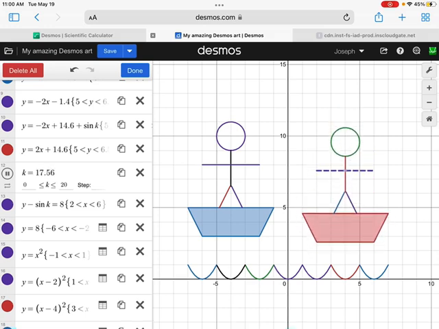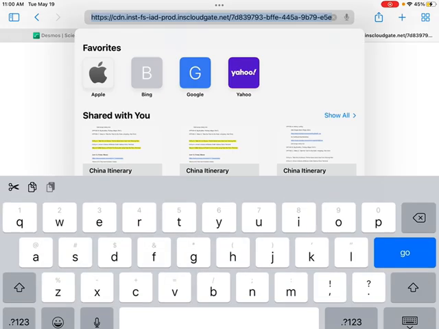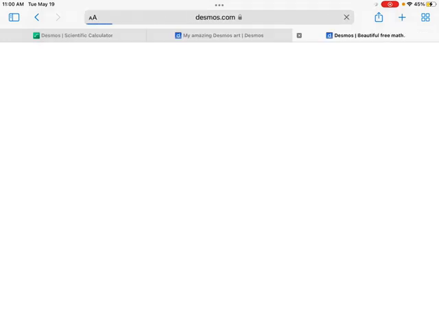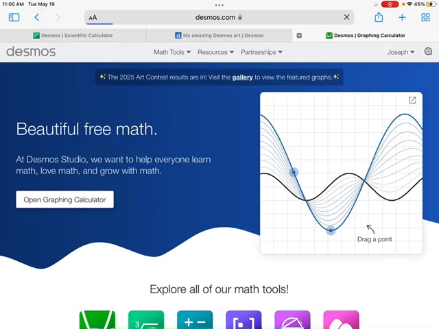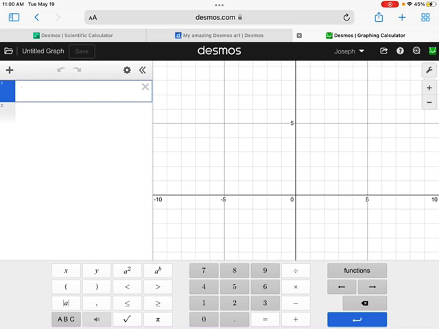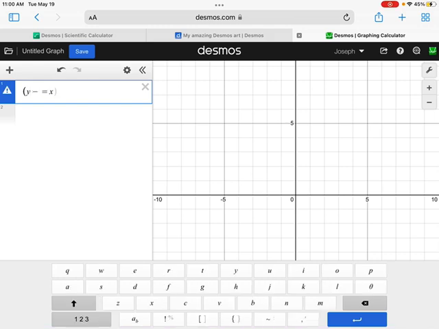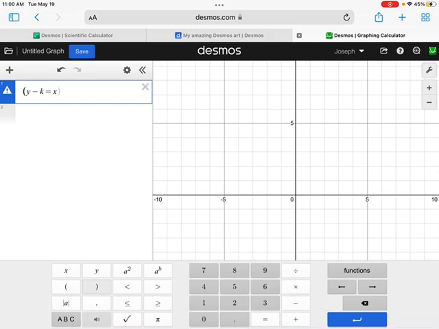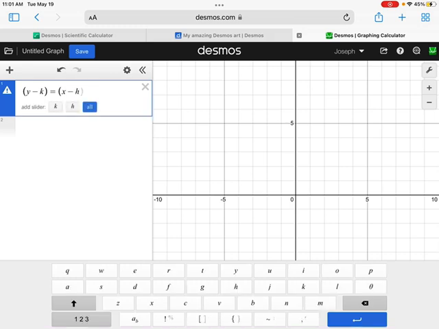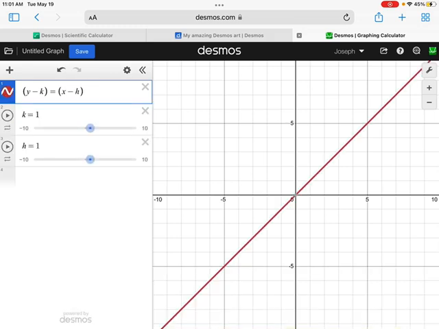Let's go to a new one here. Let's go to Desmos. Okay, so we start with the parent function, y equals x, and it looks like a line. We're going to replace the letter y with parentheses y minus k. And we're going to replace the x with parentheses x minus h. We're going to add a slider for all of those. Now, what does that do?